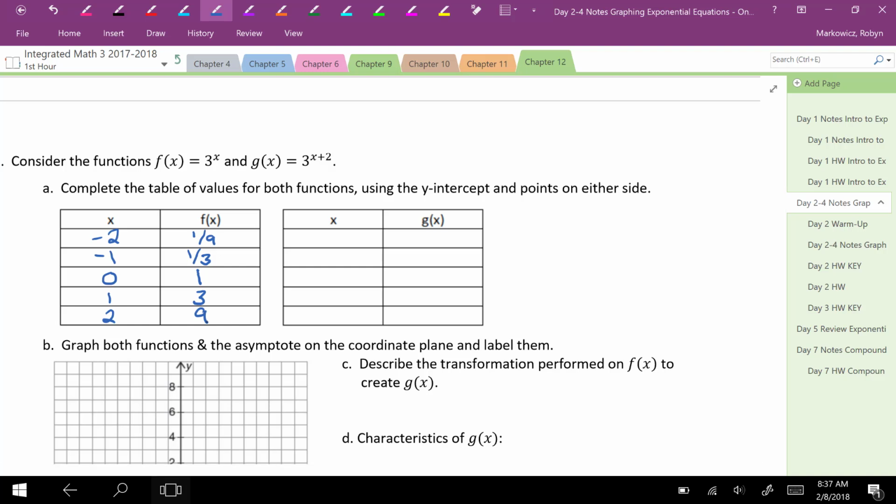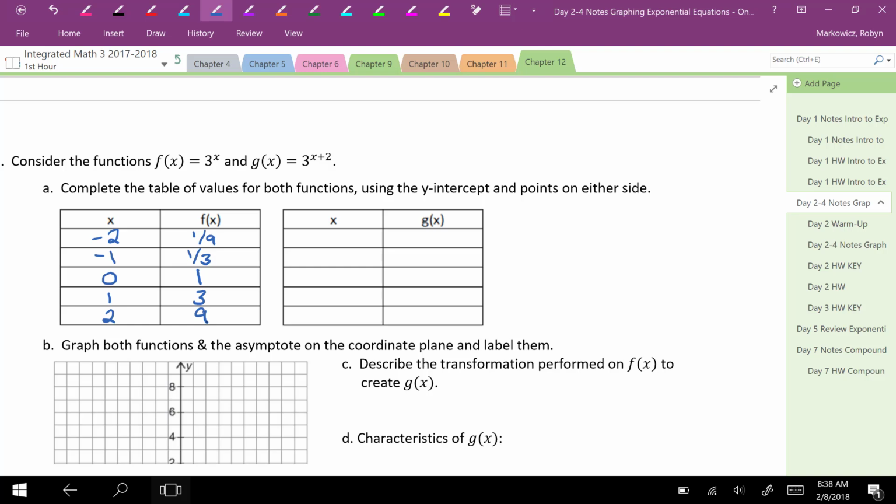All right, let's look at g of x equals 3 to the power of x plus 2. What do you think this is going to do? It's inside the exponent. Okay, it's going to be a translation. What direction? Left? You're saying left? Someone saying right? You're saying up? I'm saying left. All right, let's find out.